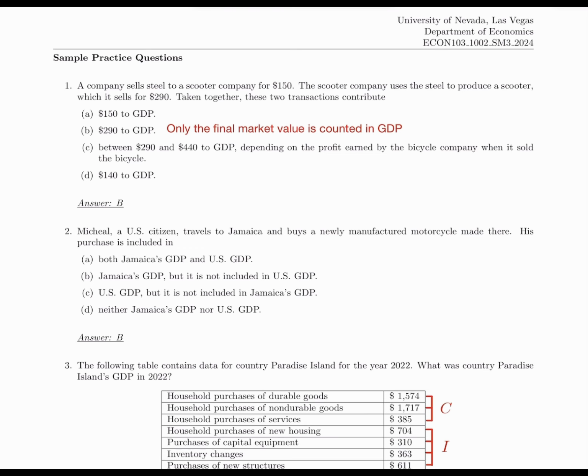Question number 2. Although Michael is a U.S. citizen, the transaction involving the purchase of a newly manufactured motorcycle made in Jamaica should be counted in Jamaica's GDP only. This is because GDP measures the value of goods and services produced within a country's borders. Therefore, this transaction does not contribute to U.S. GDP. So the answer is B, Jamaica's GDP, but it is not in U.S. GDP.